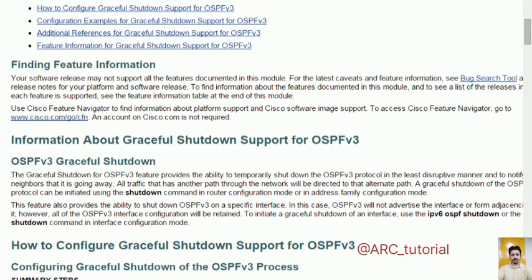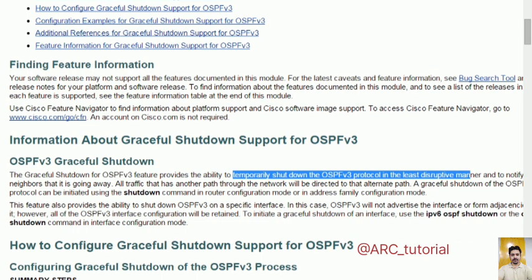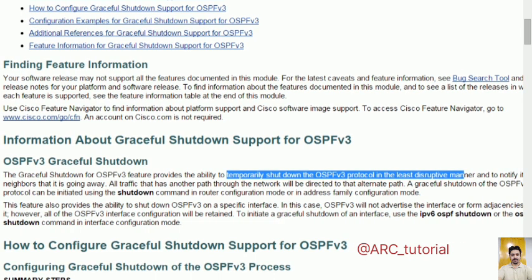For example, the graceful shutdown for OSPF version 3 feature provides the ability to temporarily shut down the OSPF version 3 protocol in the least disruptive manner and to notify its neighbor that it is going away. Otherwise, what will happen? Let's say you have removed your OSPF process. The neighboring router will break neighborship only after the expiration of that interval.